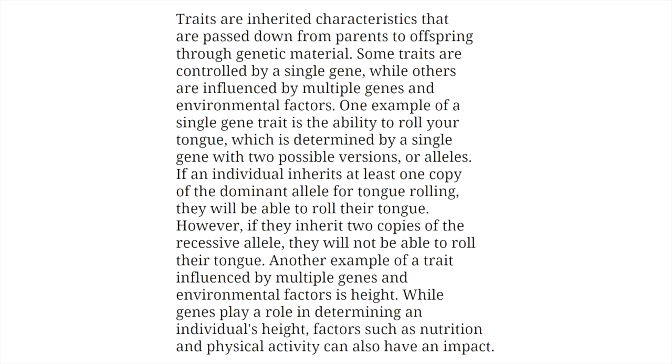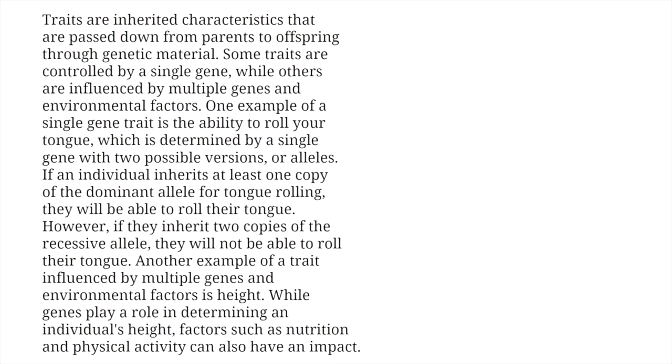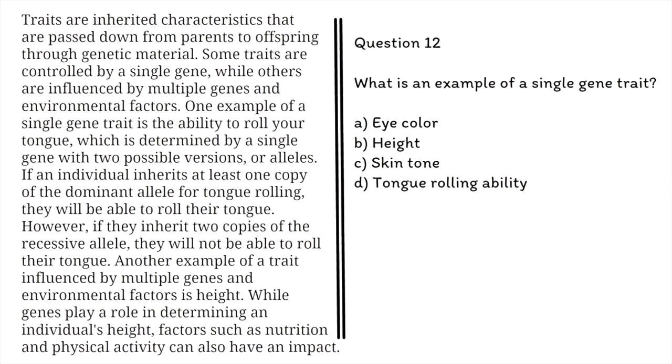If an individual inherits at least one copy of the dominant allele for tongue rolling, they will be able to roll their tongue. However, if they inherit 2 copies of the recessive allele, they will not be able to roll their tongue. Another example of a trait influenced by multiple genes and environmental factors is height. While genes play a role in determining an individual's height, factors such as nutrition and physical activity can also have an impact.